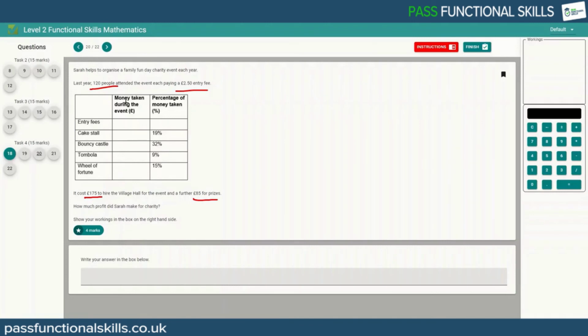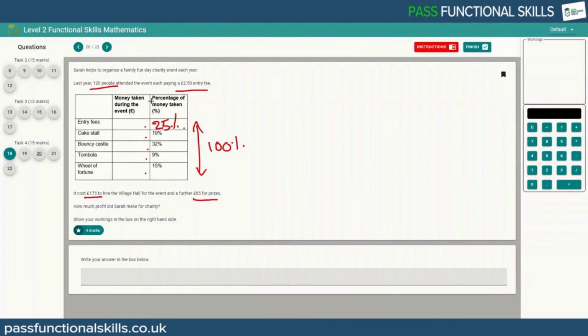So we're also given this table here where the percentage of money taken is given with a missing value for entry fees, and the money taken during the event, each of the terms is missing. What we know is the percentage of money taken from these should sum to equal 100. So if we take 100% and take away each of these percentages in turn, it should leave the entry fee percentage of money taken. So what we do is 100 minus 15 minus 9 minus 32 minus 19. And that will come out as 25%.